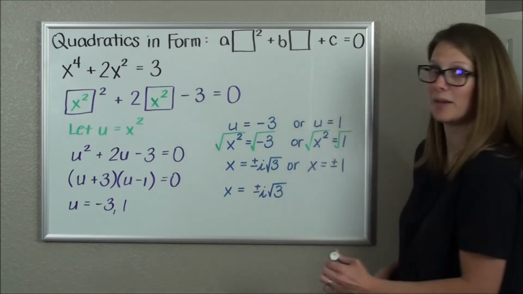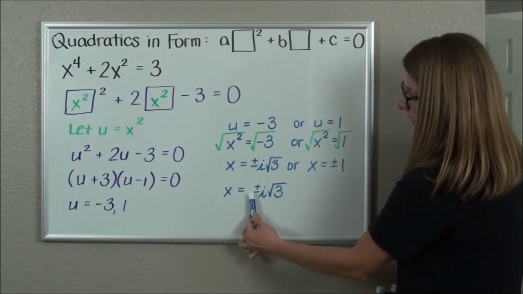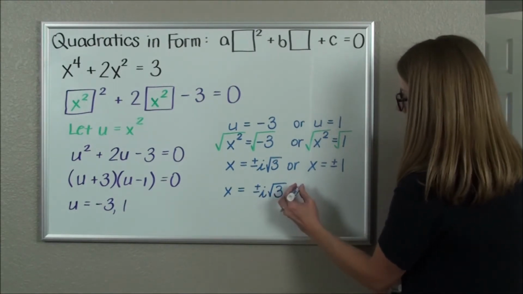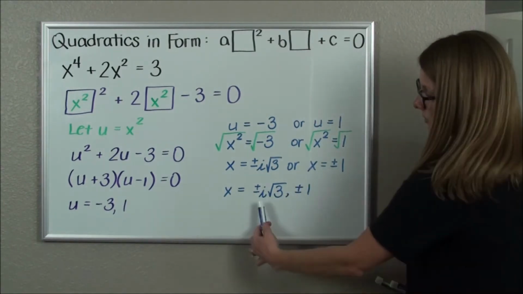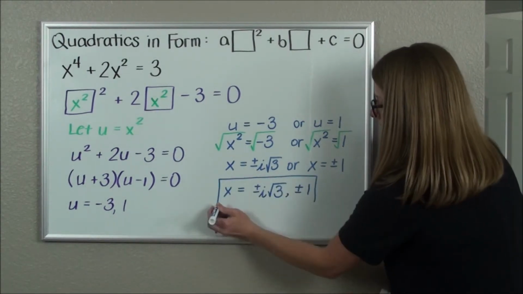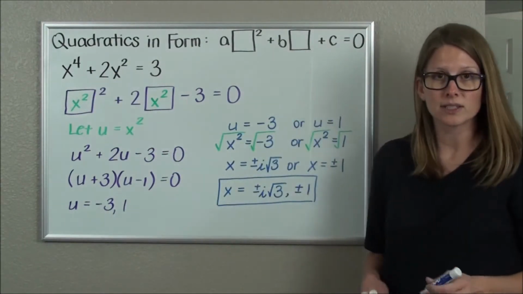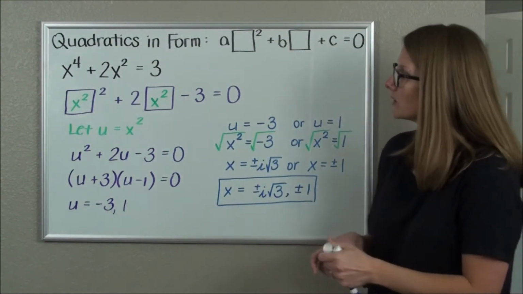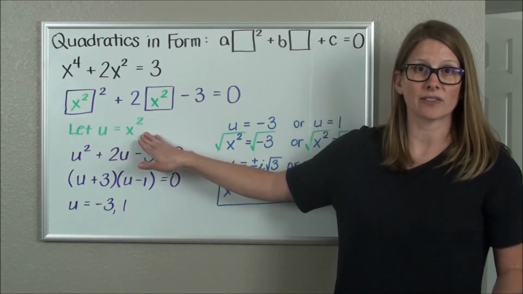That's two imaginary numbers. I have positive i square root of 3 and negative i square root of 3. I also have positive and negative 1. That's 4 separate answers. 2 here and 2 there. 4 separate answers that I'm getting, which I expect for a degree 4 quartic equation. So again, for the quartic equations, your nickname u is going to represent x squared every time.